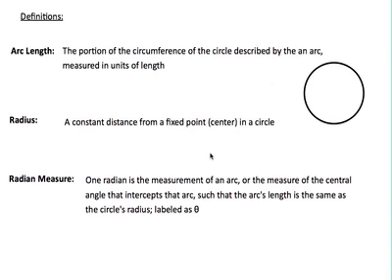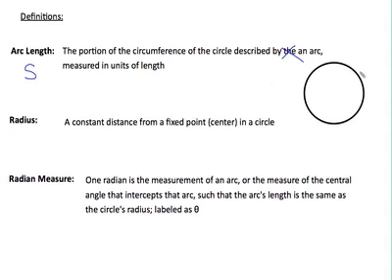Okay, so this is LT2, which is finding the relationships between arc length, radius, and radian measure. Arc length can also be labeled as S, and it's the portion of the circumference of the circle described by an arc, measured in units of length.